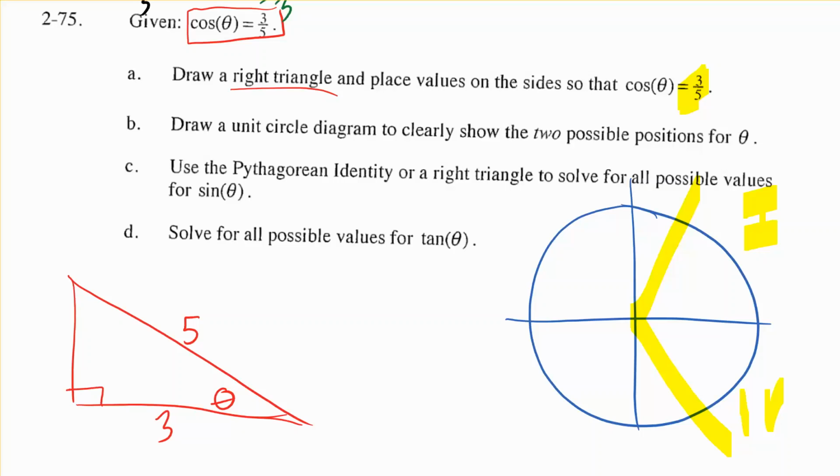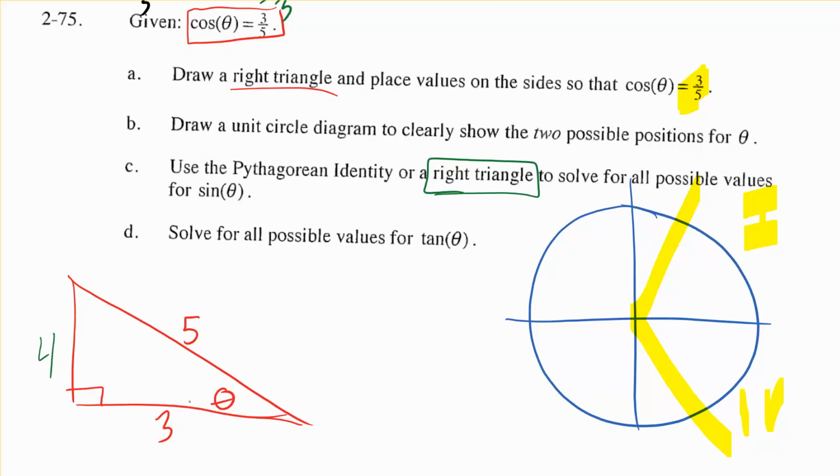Use the Pythagorean identity or right triangle to solve for all possible values of sine. So I think the right triangle part of that is just, it's a 3, 4, 5 triangle. We should recognize that. It's going to be a little higher up than it is out, which I guess is good that I put it about where this is. All possible values of sine.